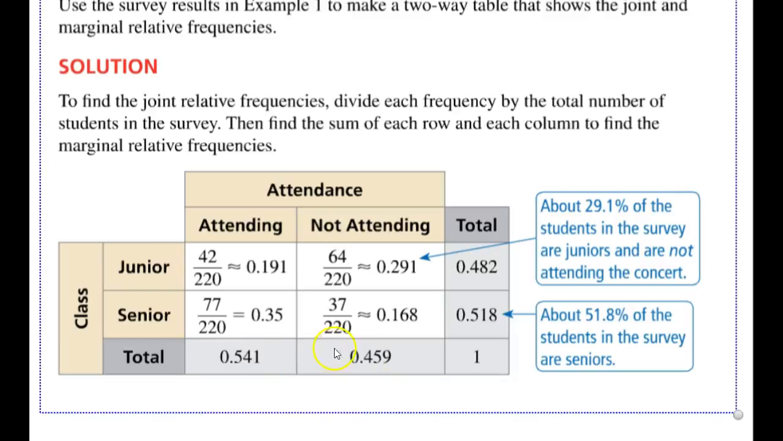So what this really tells me is that 51.8% of the students in the survey are seniors. That's what this survey tells me. I also can get more information. So here in my example, about 29.1% of the students in the survey are juniors and not attending. So this includes both pieces of the information. The marginal relative frequencies give me a little bit less information, but still very useful information.